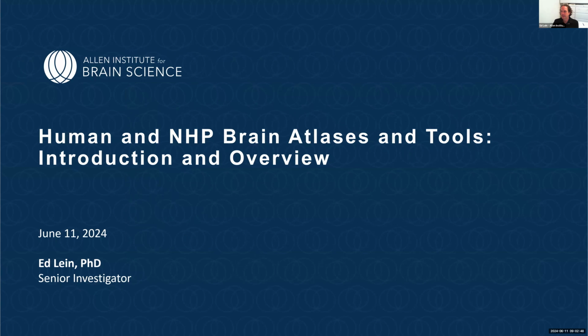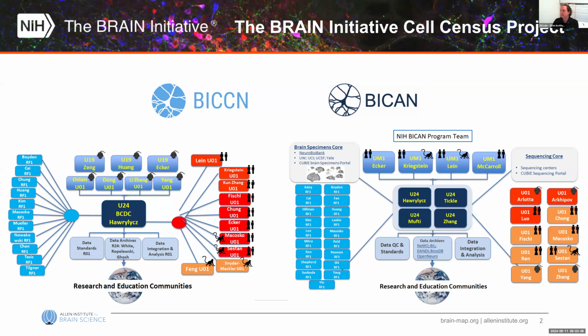It's really a pleasure to have the chance to introduce the session today, to tell you about the creation of really foundational human and non-human primate brain cell atlases and tools associated with those. This work is really supported by the NIH Brain Initiative, and in particular, an effort called the Brain Initiative Cell Census Project. This is a really large-scale collaborative national initiative to try to create an understanding of the basic components that make up the nervous system.